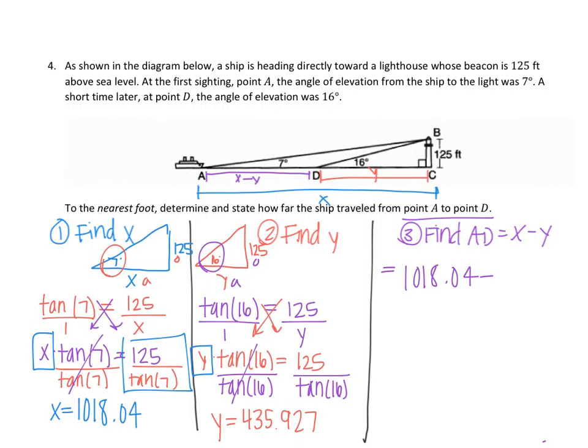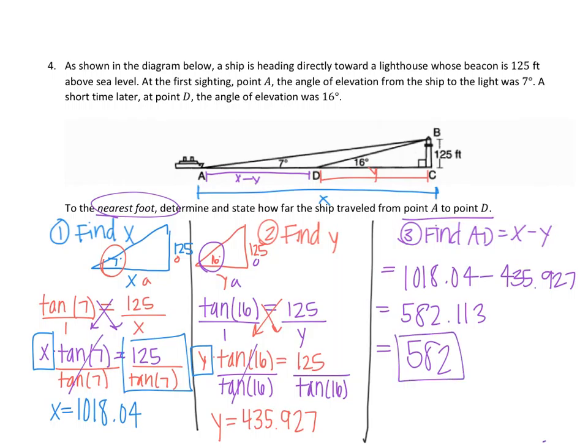So now I take these values and I subtract them for part 3. 1018.04 minus 435.927. When we type that in the calculator, we get 582.113. And then it does say to round to the nearest foot, so that's another whole number. 582.